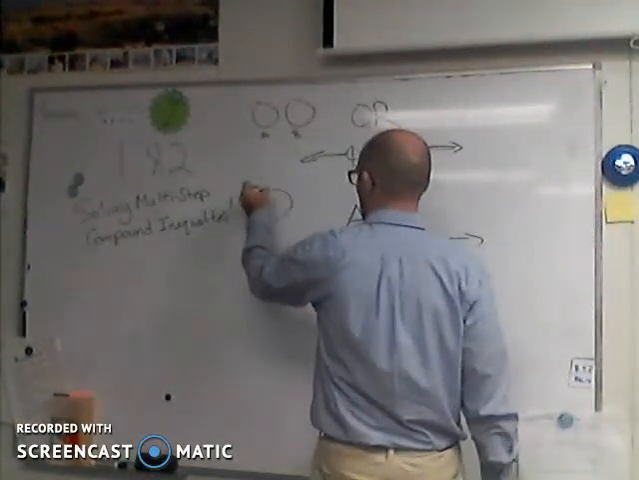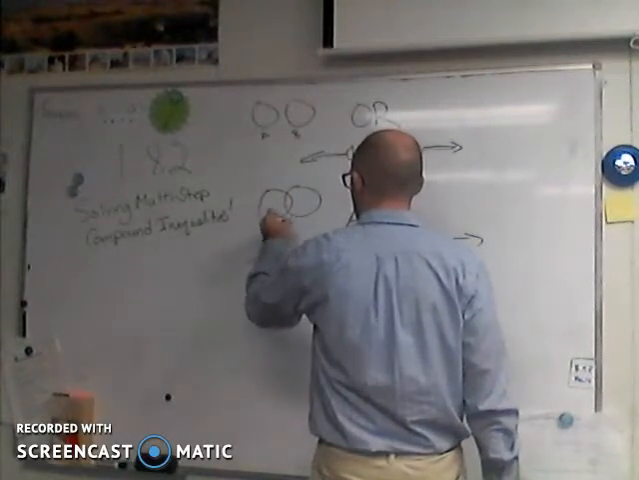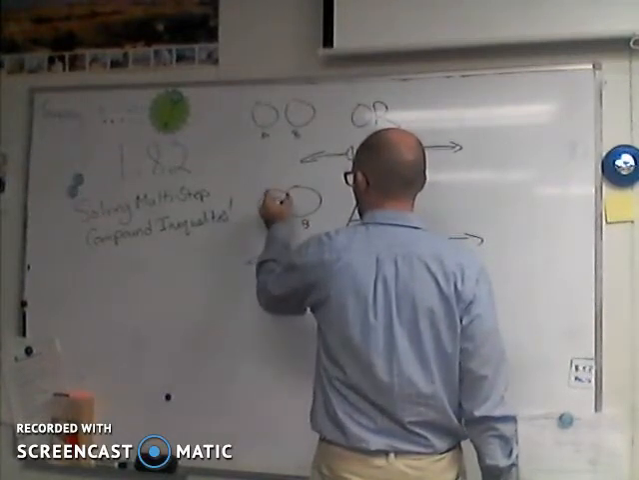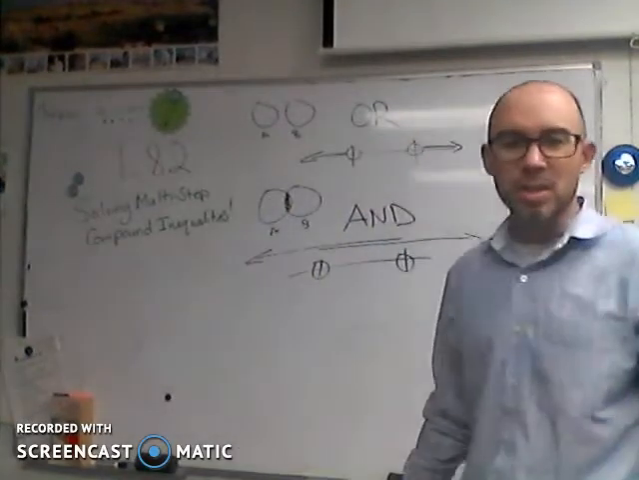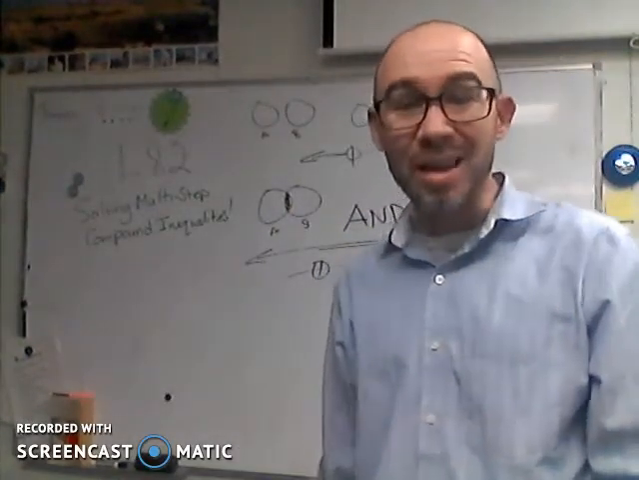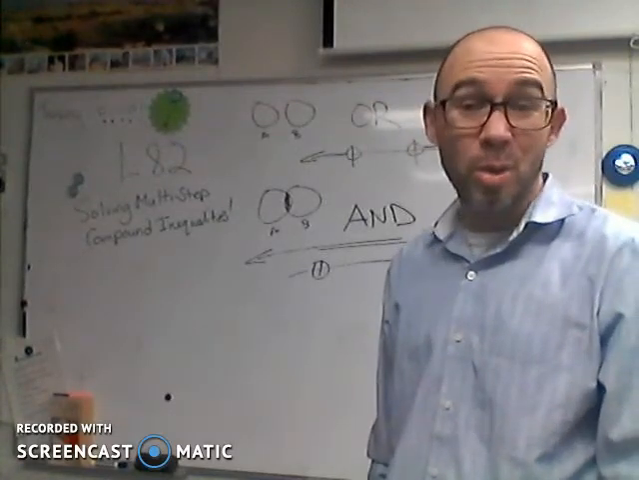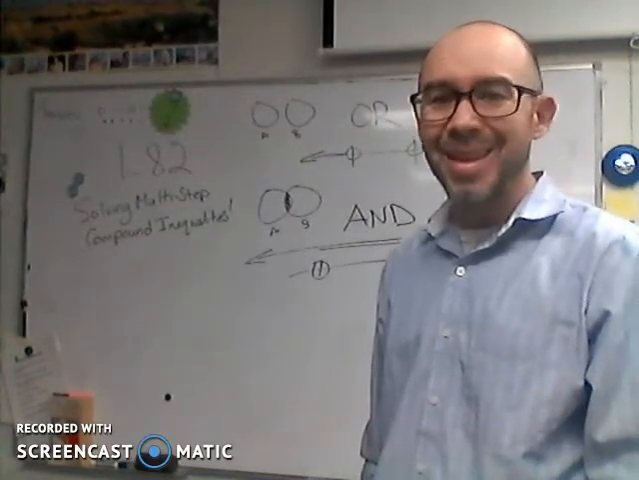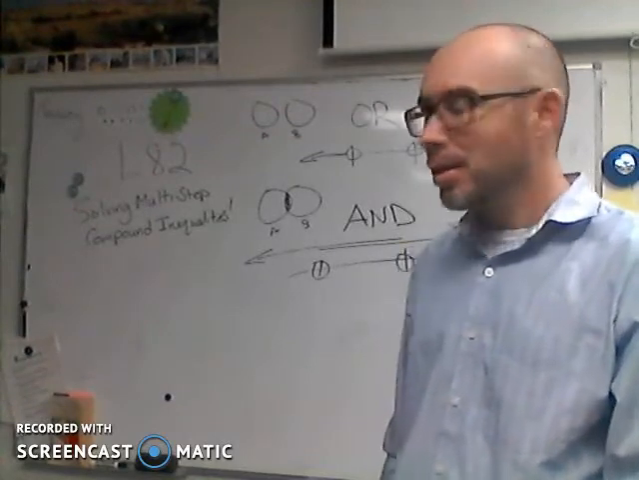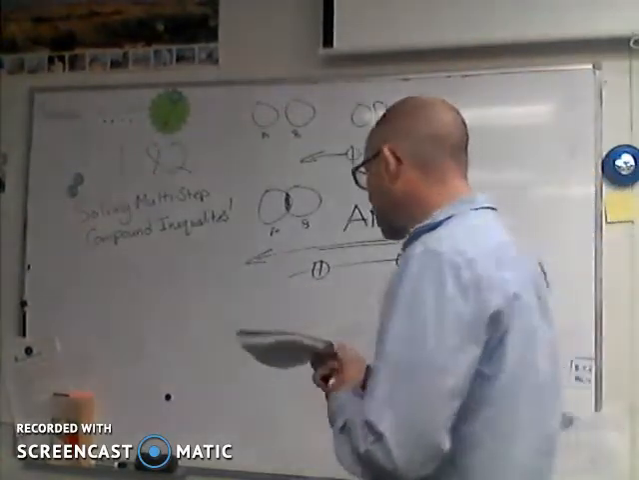With and, something's in two categories at the same time. Like, we could have had integers are also whole numbers. There you go. Two categories. Now, we're doing it with compound inequalities.